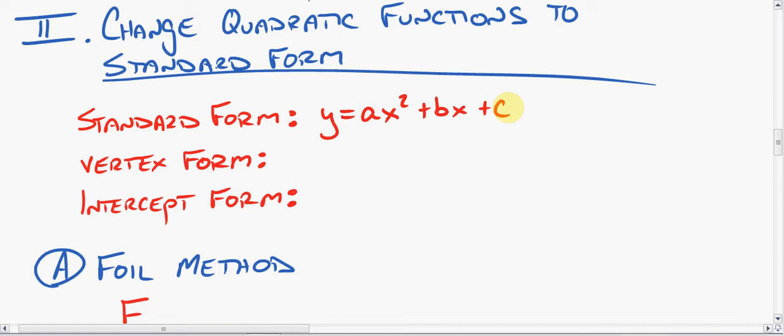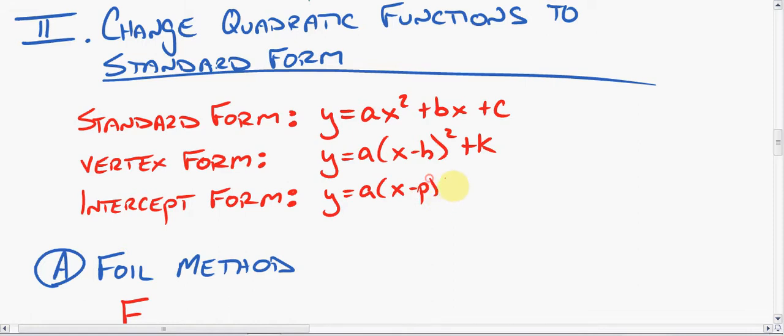So, vertex form, what is that again? That's y equals a times the quantity x minus h squared plus k, and we call it vertex form because you can identify the vertex from h comma k. That's your vertex. Intercept form, if you remember, is y equals a times the quantity x minus p times the quantity x minus q, and we call it intercept form because we can set the quantities x minus p and x minus q to 0, and after we solve for x, we will have our x-intercepts. So that's a nice form as well.